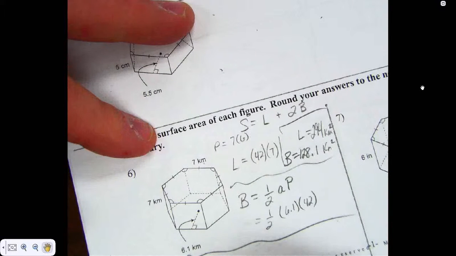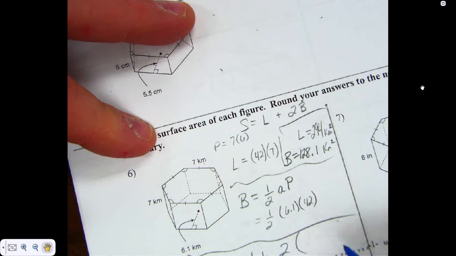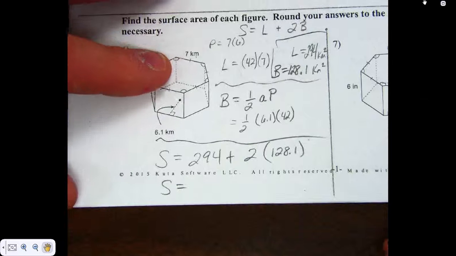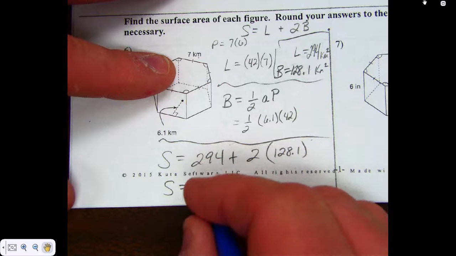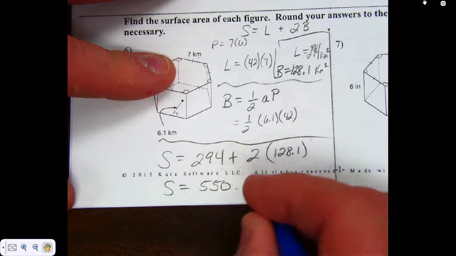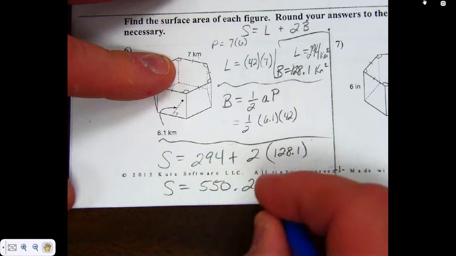You'll find that actually finding the surface area is the easy part. 294 plus what? 2 times the area of the base. What is the area of the base? 128.1. What is my total surface area? 550.2, square kilometers. Yes.